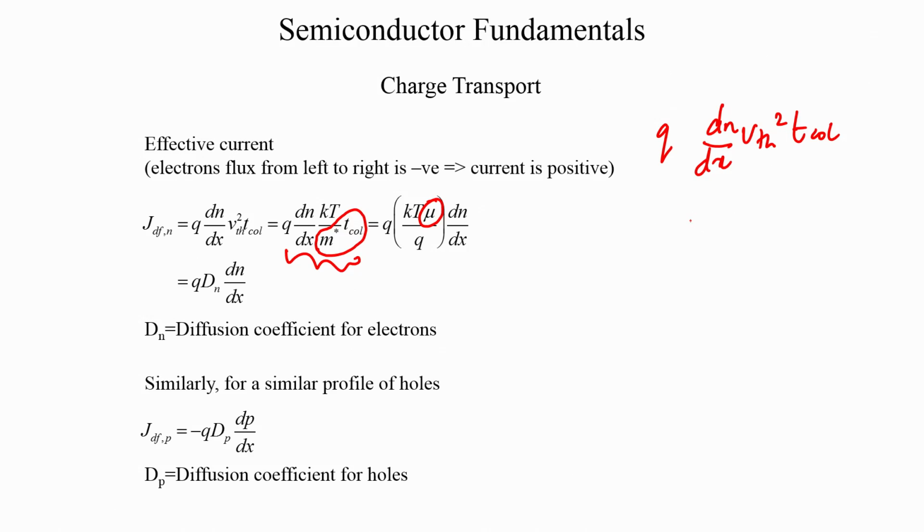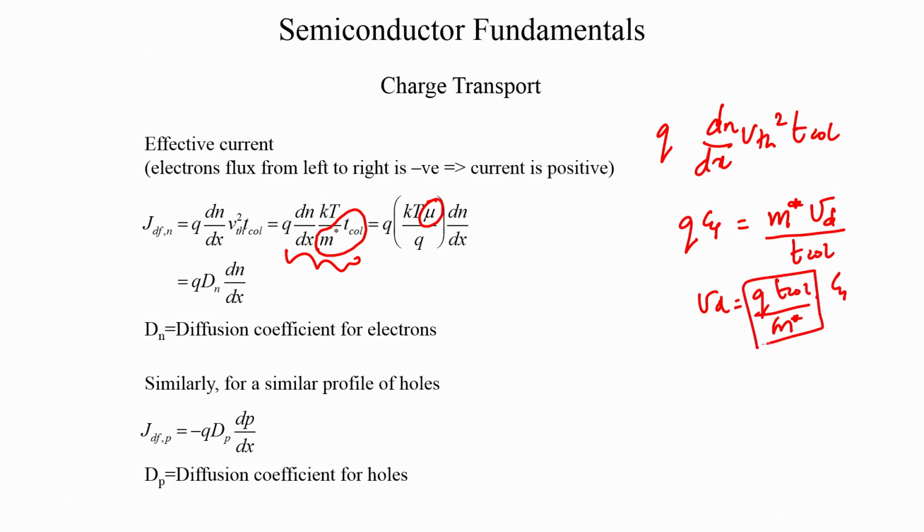If you apply an electric field, the total force experienced by the electron is this, which you can say is the rate of change of momentum of the electron. So it is m star into v drift by T collision, and therefore v drift is q T collision by m star into the electric field, where this term is the mobility. So that is the definition of mu.